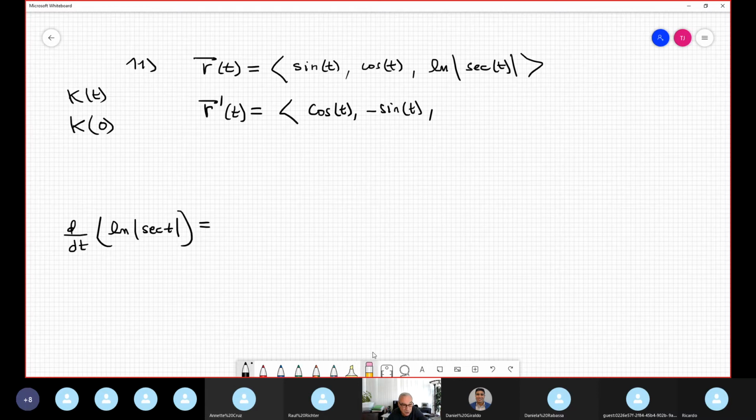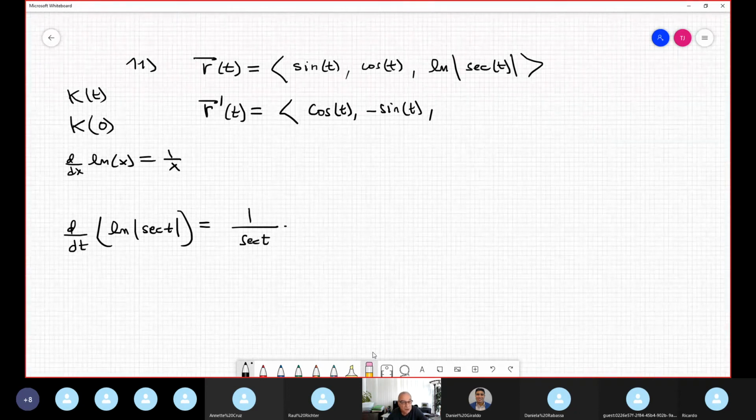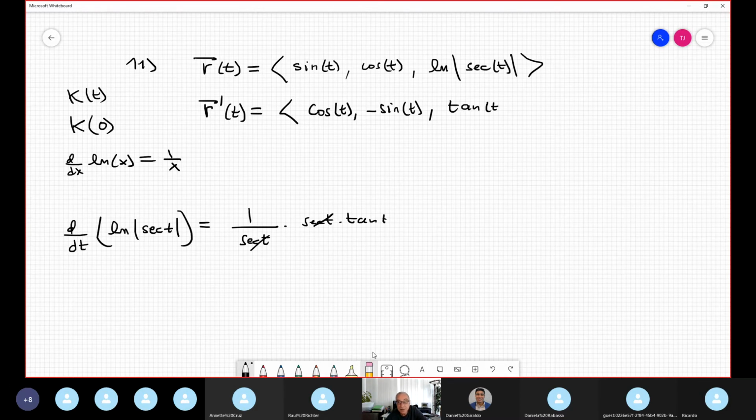Okay, so you differentiate the natural logarithm first. You start with the outermost function. It's 1 over, its reciprocal, no? You remember that the derivative with respect to x of the natural logarithm of x is 1 over x, no? Reciprocal of secant. Multiplication, chain rule, derivative of the argument: the derivative of secant is secant tangent. It's obvious that secant cancels out and only tangent stays alive. Tangent t. Everyone follow me?